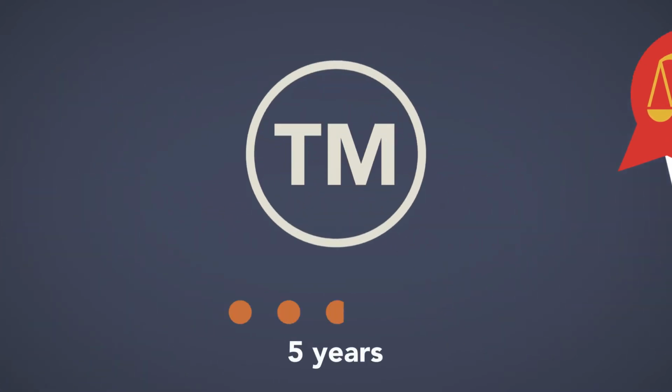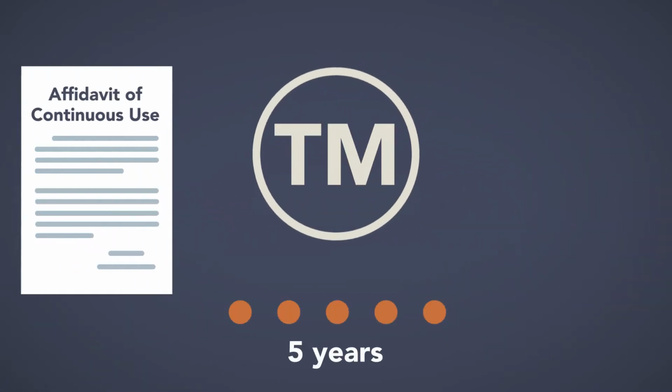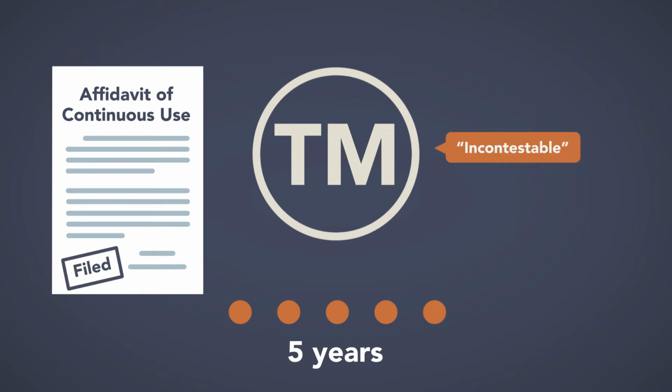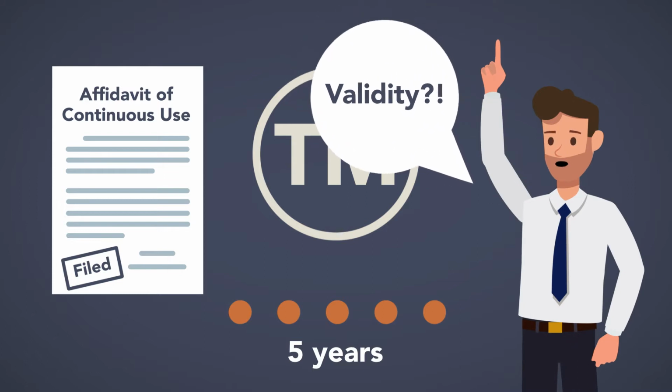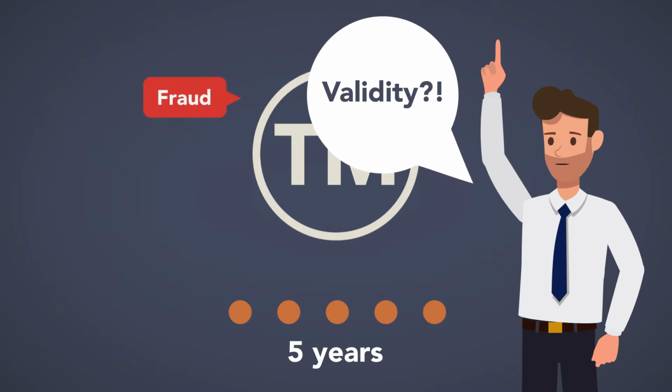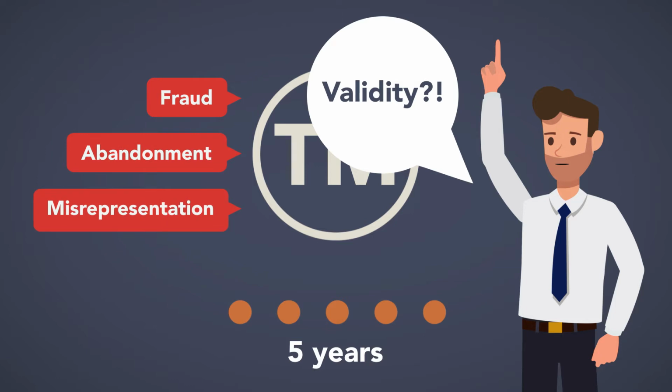If the trademark has been in use for more than 5 years and the owner has filed an affidavit of continuous use, the mark becomes incontestable. Even in such a case, though, the defendant can challenge validity if the defendant can establish fraud in obtaining the mark, abandonment of the mark, or misrepresentation in using the mark.